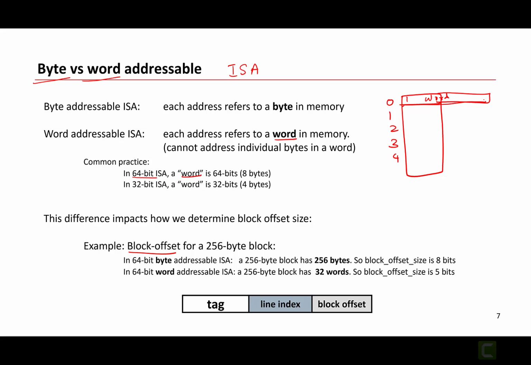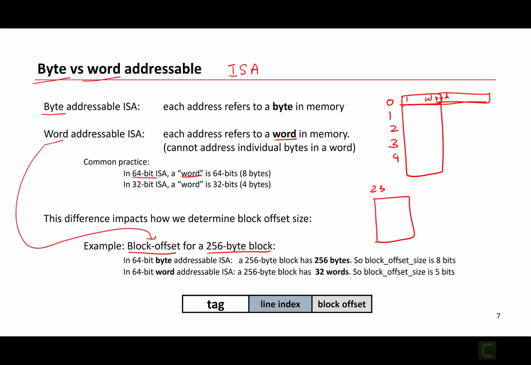Now, why are we talking about these differences? Because you'll see that in some of the problems posted online from previous exams, they may tell you whether the ISA is byte addressable or word addressable, and that has a significant impact on how we compute the size of the block offsets. Let me explain. Block size is usually defined in terms of bytes. So I may say my cache block size is 256 bytes.